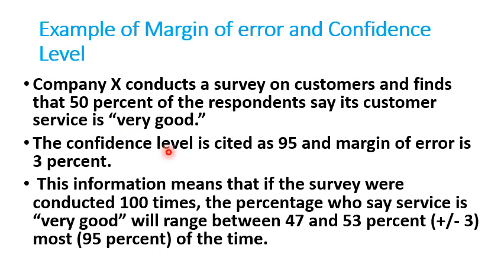So here the confidence level is 95 and margin of error is 3. It means that if the survey were conducted 100 times or 200 times, the percentage who say service is very good will range between 47% and 53%. That means plus or minus 3 from 50%, most of the time, that means 95% of the time. That is the confidence level.